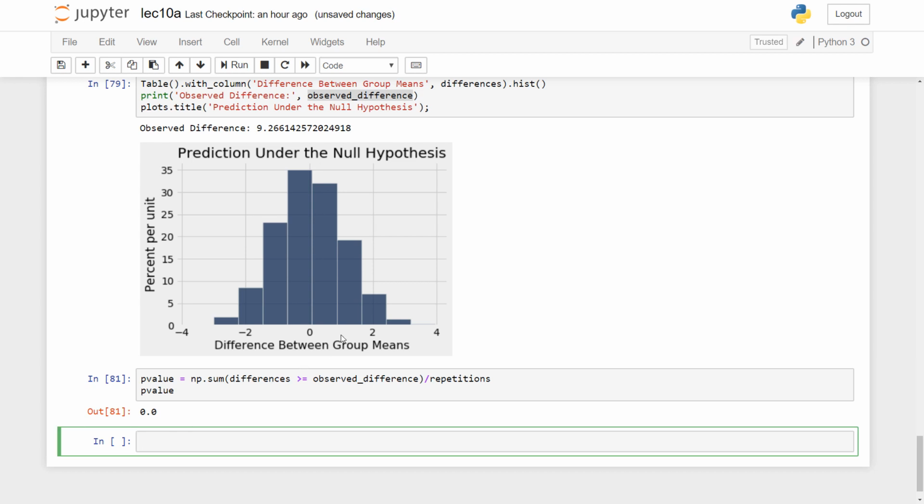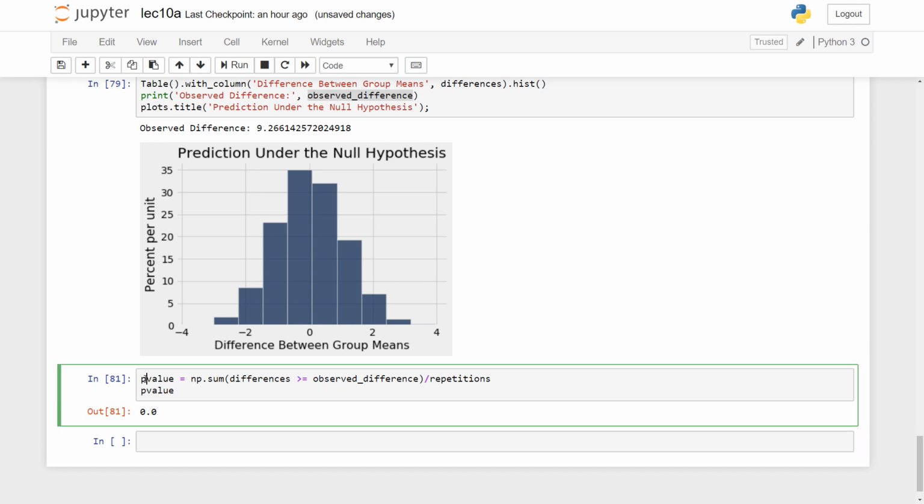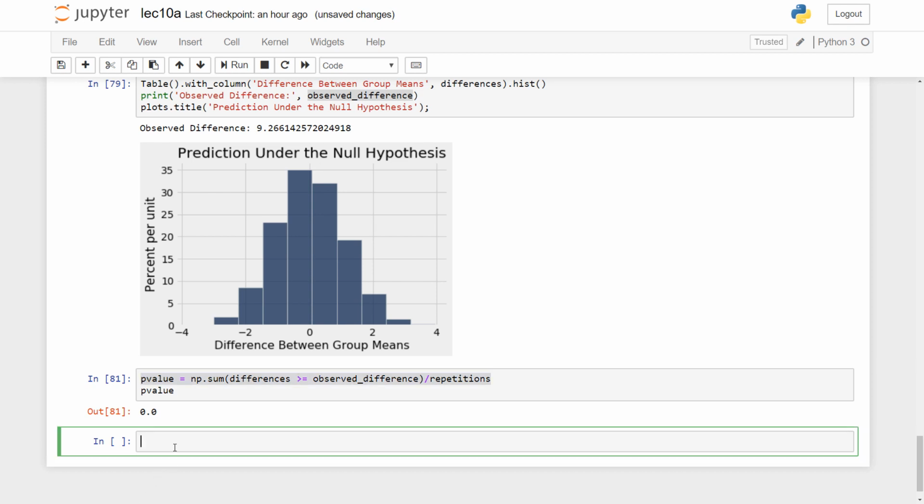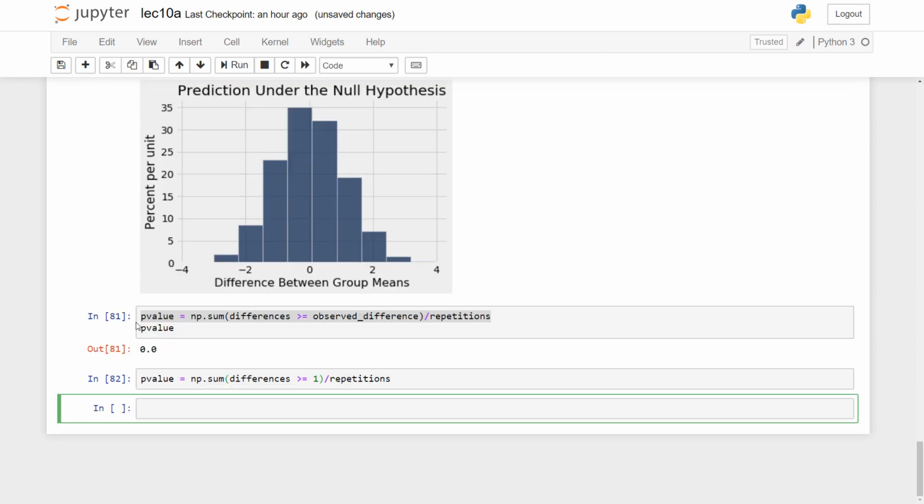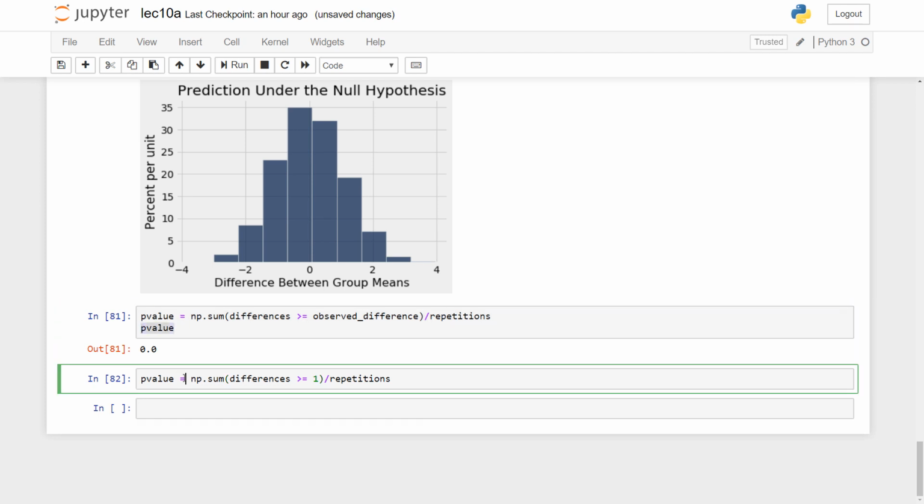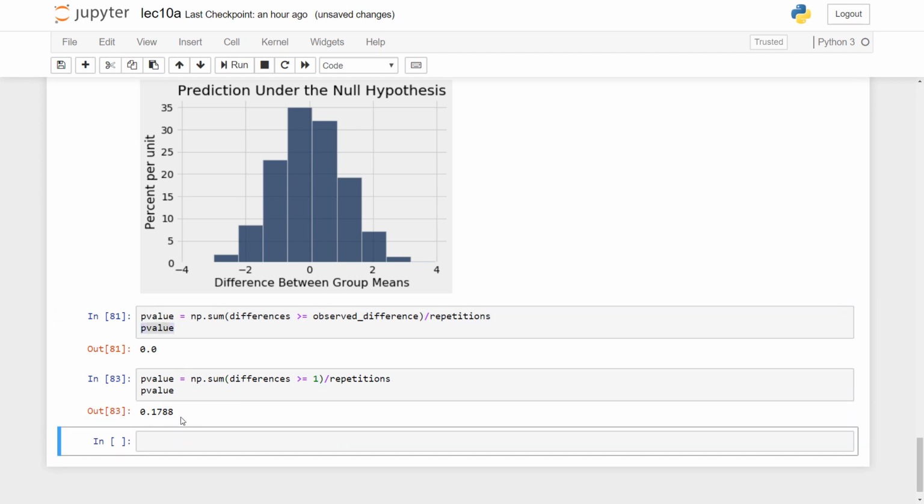Let's try another p-value. Let's assume that the observed difference was 1. So let's copy this and change the observed difference to be 1, and see what the p-value will be in this case. The p-value is 0.1788. That means that at that point, the area of the tail is 0.17.